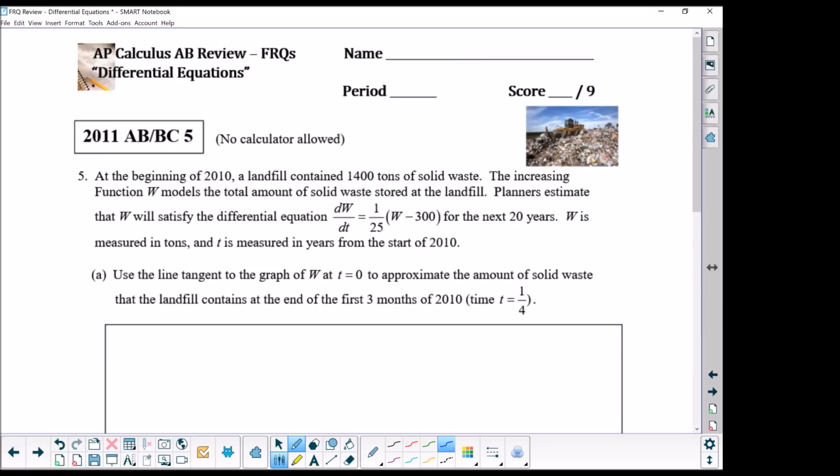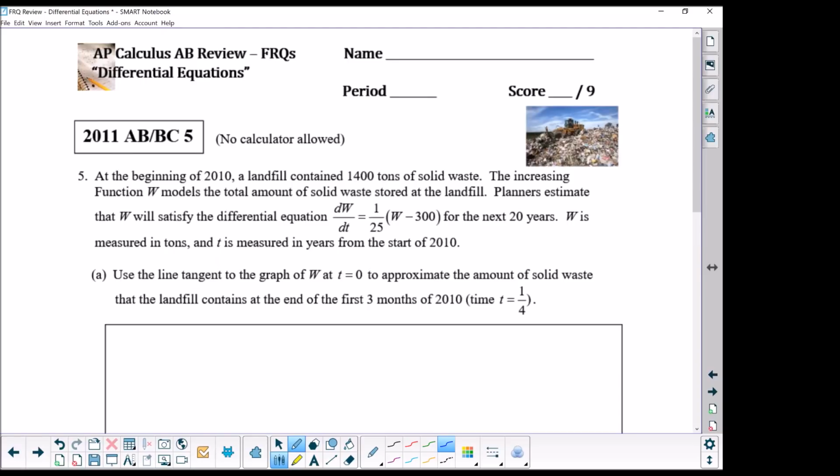So problem 5 from 2011 says, at the beginning of 2010, a landfill contained 1,400 tons of solid waste. The increasing function W models the total amount of solid waste stored at the landfill. Planners estimate that W will satisfy this differential equation, dW/dt equals 1/25 times the quantity W minus 300, for the next 20 years. W is measured in tons, and t is measured in years from the start of 2010.